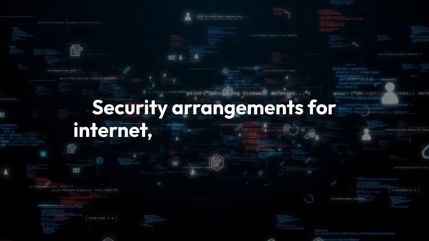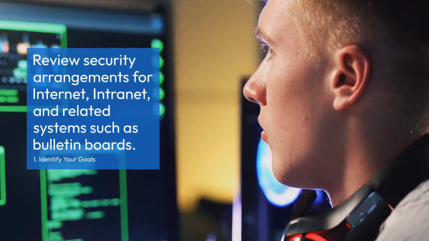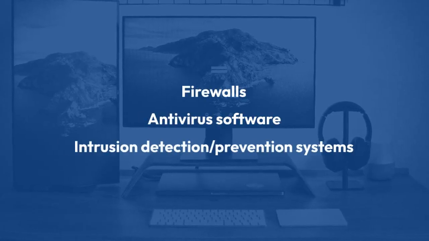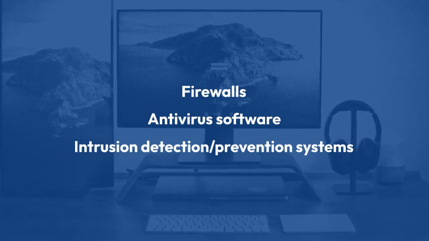Security arrangements for Internet and intranet systems. Review security arrangements for Internet, intranet, and related systems such as bulletin boards. Ensure that these systems are properly secured with firewalls, antivirus software, and intrusion detection and prevention systems.